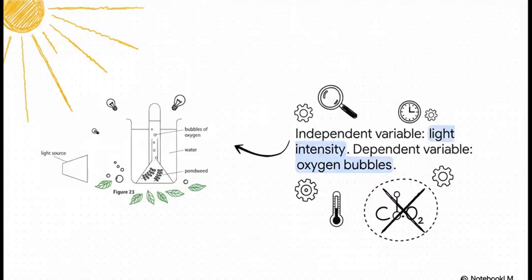This picture of the pondweed experiment is a perfect example. The one thing you're deliberately changing is the light intensity, right? That's your independent variable. Then, the thing you measured to see the effect is the number of oxygen bubbles. That's your dependent variable. But here's the crucial bit. Everything else, and I mean everything, the water temperature, the CO2 level, has to stay exactly the same. Those are your control variables, and they are so important for a fair test.